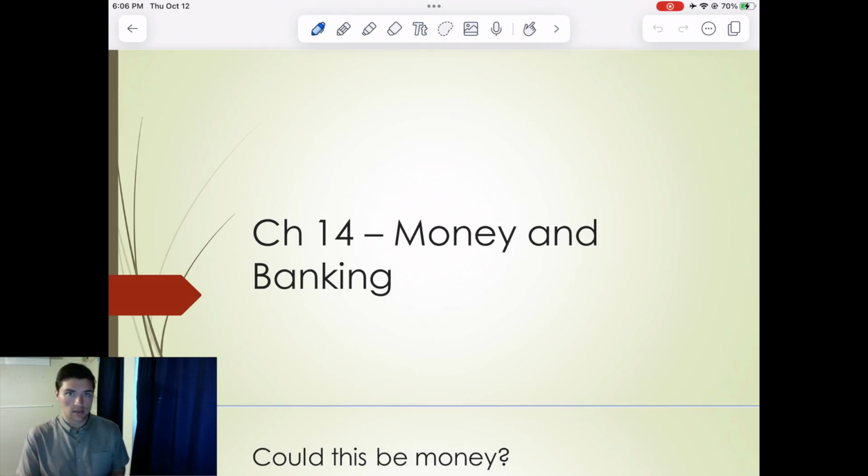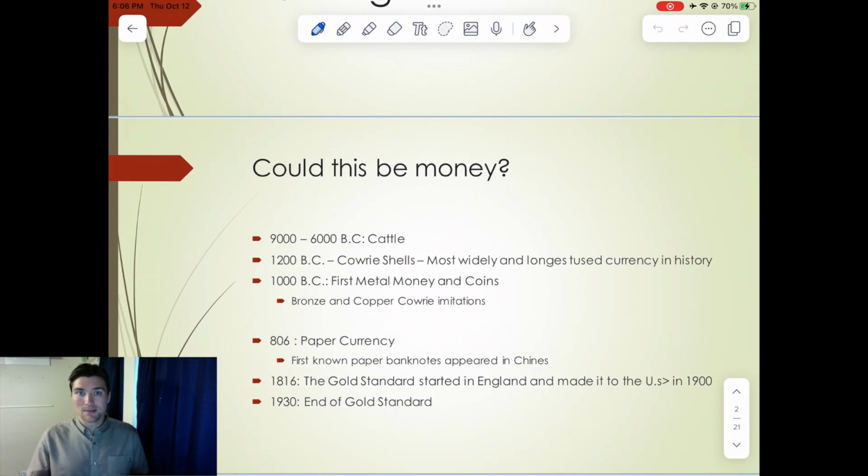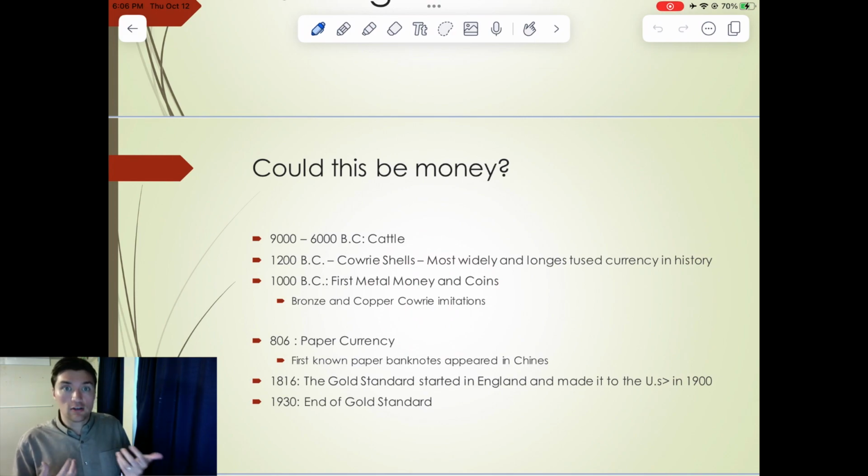Get into an interesting topic that talks about money and banking. What we're going to do is talk about what is money, like what has been used as money throughout time, because money hasn't been just that paper bill that we have. Money is a way that we can basically trade goods.